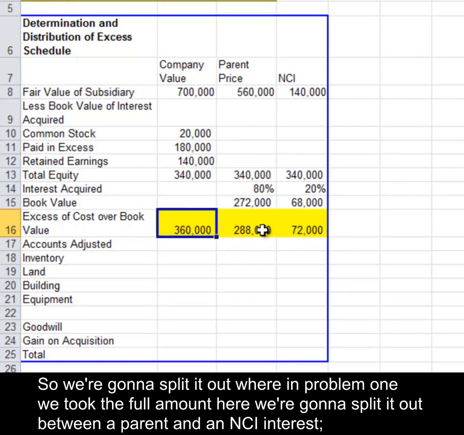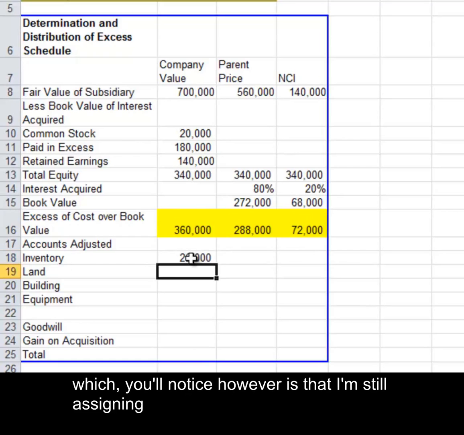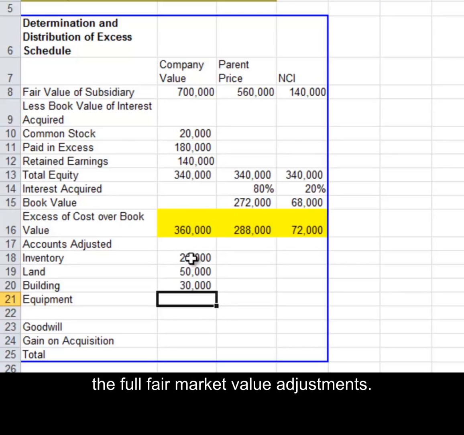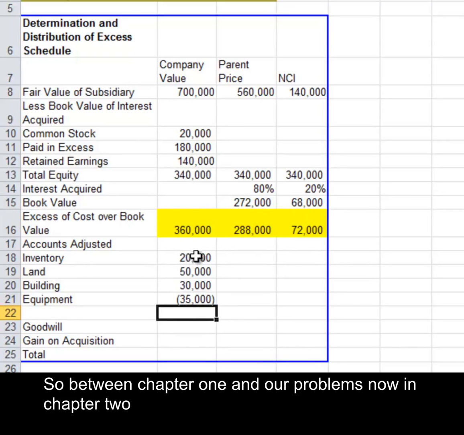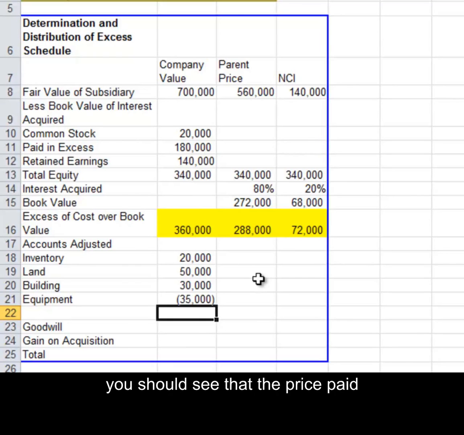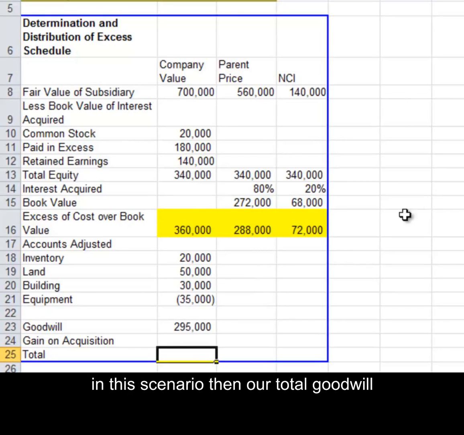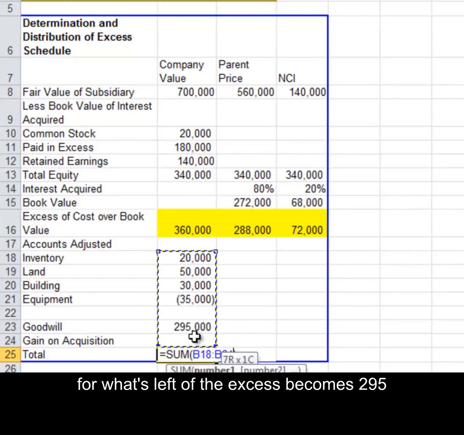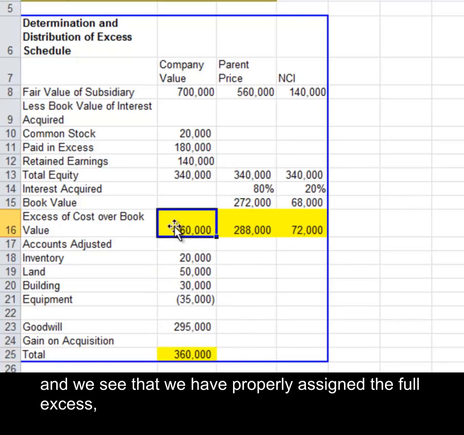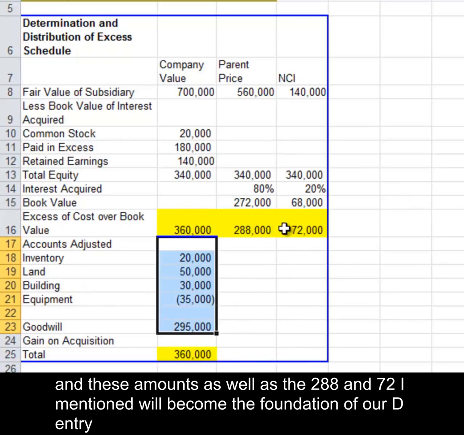Where in problem 1 we took the full amount, here we're going to split it out between a parent and an NCI interest. What you'll notice, however, is that I'm still assigning the full fair market value adjustments. So between Chapter 1 and our problems now in Chapter 2, you should see that the price paid, whether goodwill or bargain position, the ownership acquired, whether 100 or 80%, does not impact the valuation given. Under the acquisition method, the full fair market value of any of the underlying items are recognized. In this scenario, then our total goodwill for what's left of the excess becomes $295, and we see that we have properly assigned the full excess. And these amounts, as well as the 288 and 72 I mentioned, will become the foundation of our D entry.